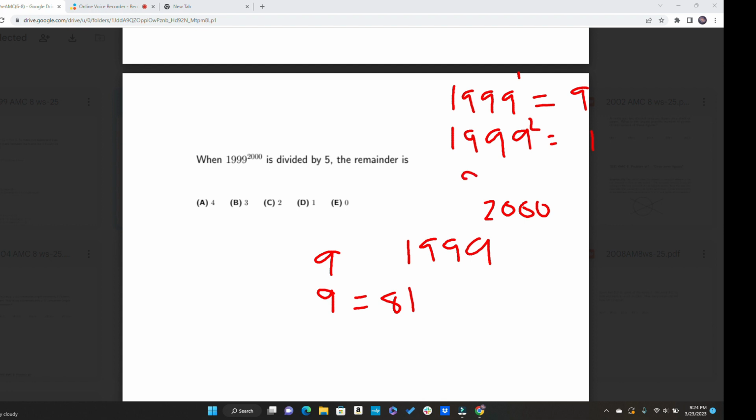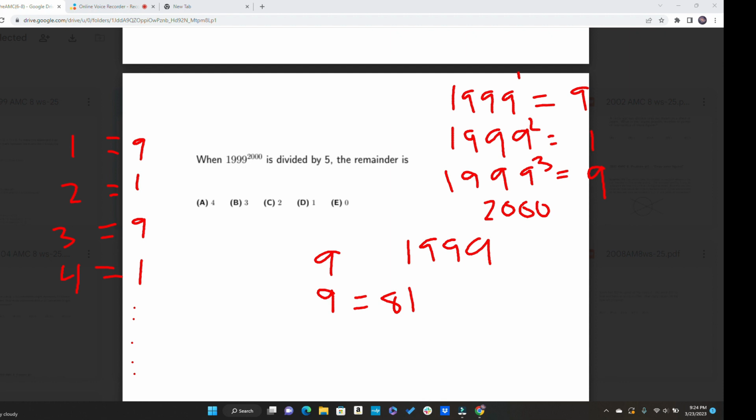Okay, what about 1999 cubed? Well, we can multiply our 1 from the squared by another 9, and we get 9. Oh my gosh, it looks like we've got a pattern, right? The first power is going to give us 9. Second power gave us 1. Third power gave us 9. Fourth power, if we keep going, will give us 1 again. And on and on and on.